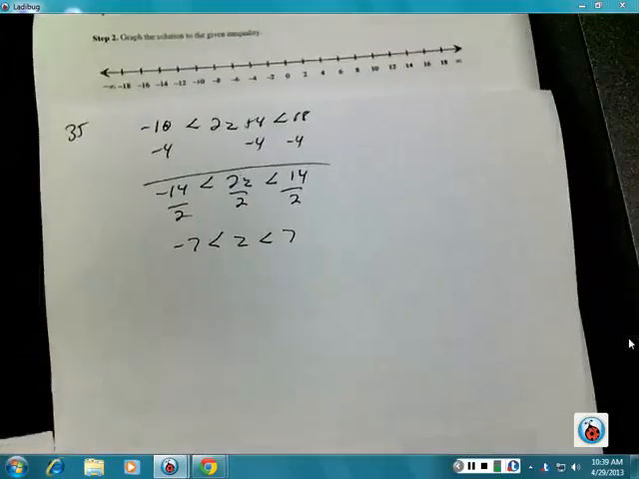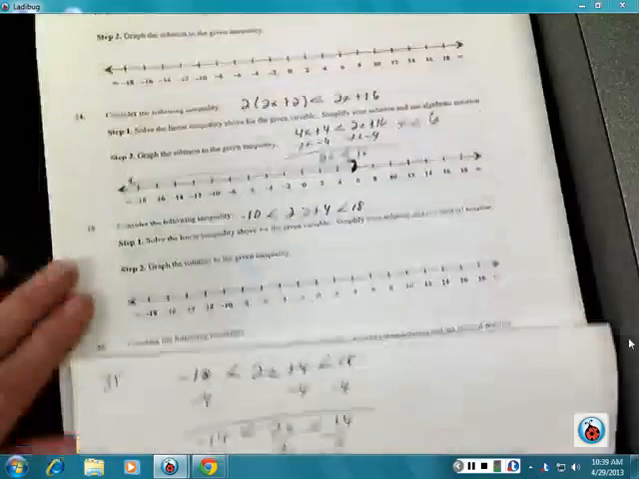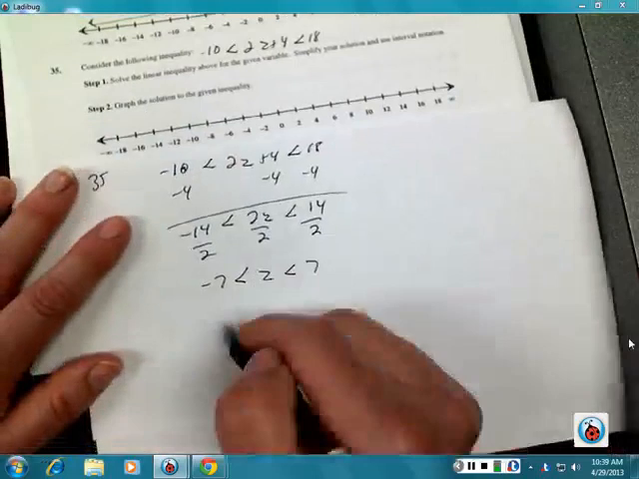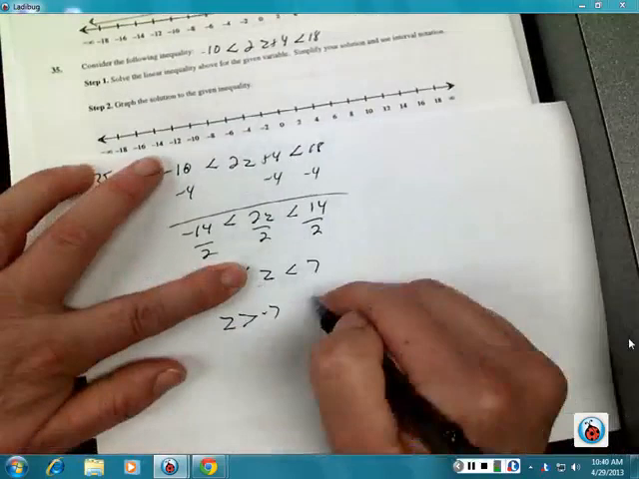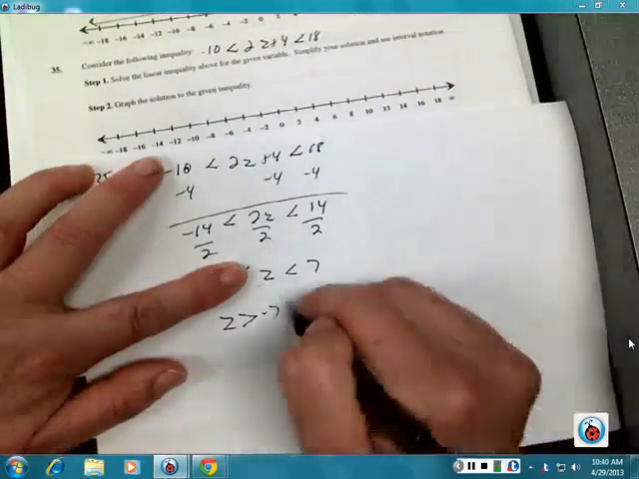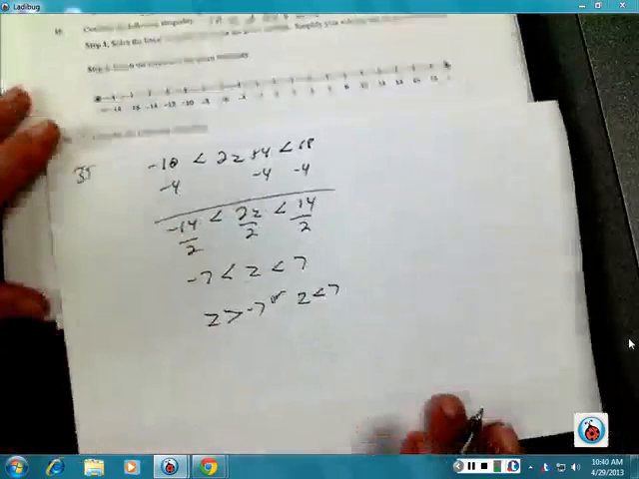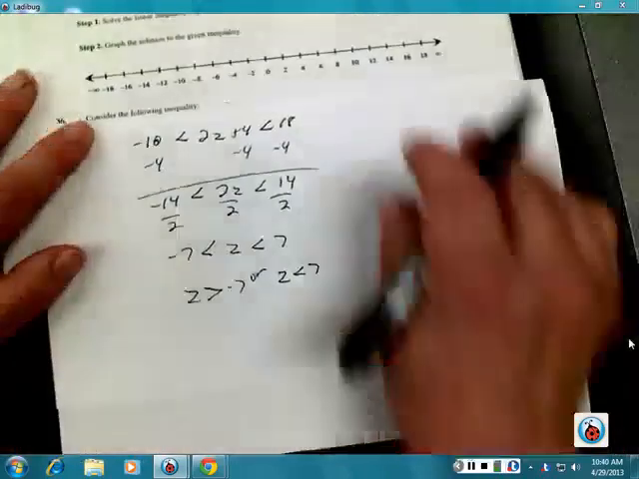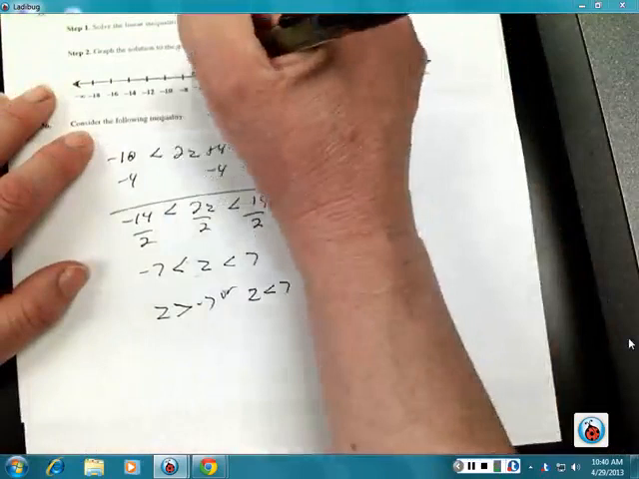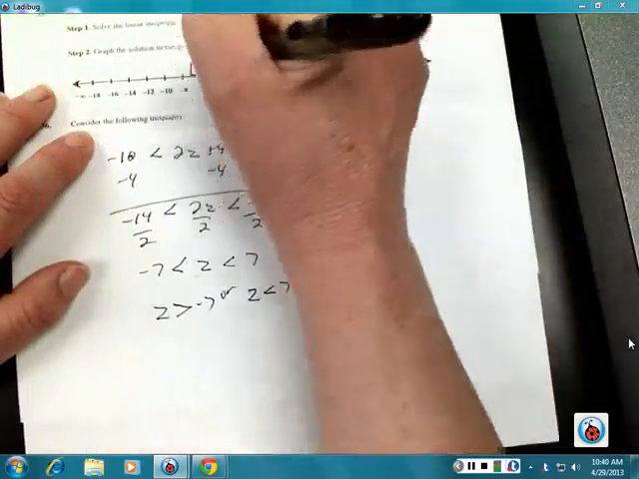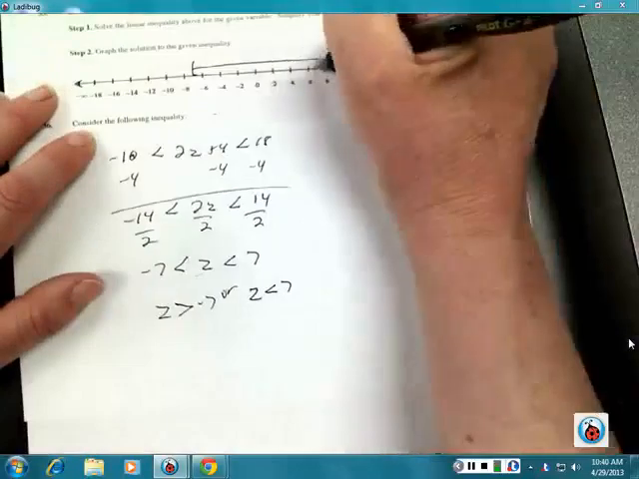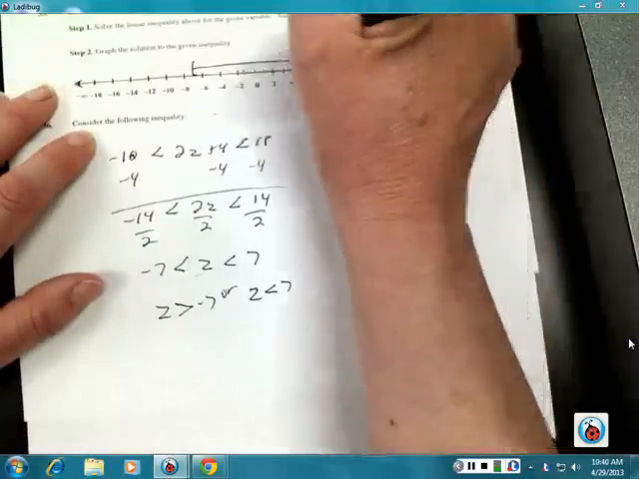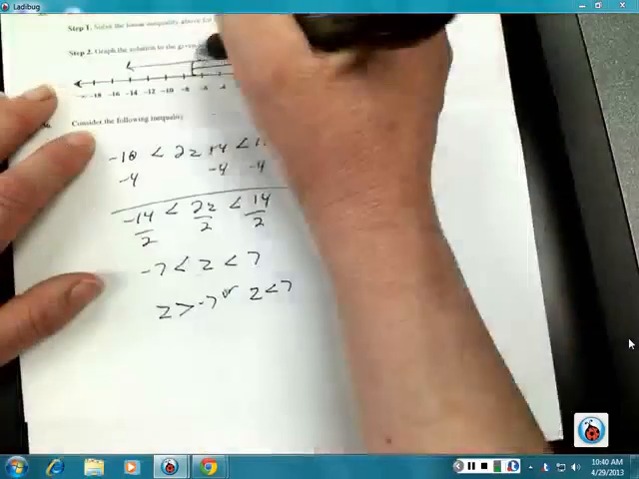But in order to put that on my number line with 35, I need to break it apart into two pieces. This is open towards z, so z needs to be greater than negative 7. At the same time, z needs to be less than 7. So you need both of those in there. If I put the negative 7 here, it's going to be a parenthesis, and that line is going to go this way. The other line is at 7, and it's also a parenthesis, and it's going to go this way.